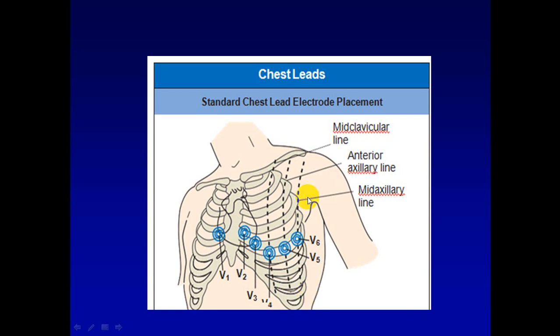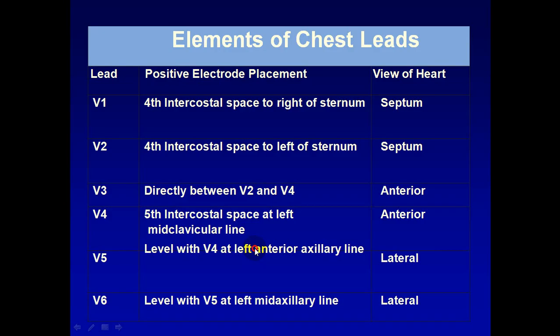The chest leads, or V leads, or anterior leads: the electrodes are put into the fourth intercostal space on the right for V1 and the fourth on the left for V2, while V3 is in between. Then the fourth and fifth, and then the anterior and mid axillary lines, these are V4, V5, V6. This is what is called the chest leads, anterior leads, or V leads.